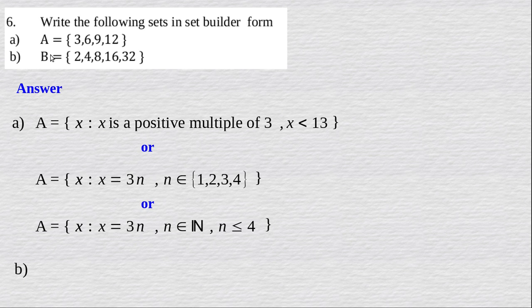What is question number B? B is equal set {2, 4, 8, 16, 32}. Is this multiple of 2? No. Then what is this? This is power of 2: 2 square, 2 cube, 2 raised to 4, 2 raised to 5. In general, we can write B is equal set of x such that x is equal to 2 raised to n, n belongs to N and n must be less than or equal to what? 5. Clear? When n equal to 5, answer is 32, n equal to 4, answer is 16, n equal to 3, answer is 8, n equal to 2, answer is 4, and n is equal to 1, answer is 2. Clear? Write it into your notebook.